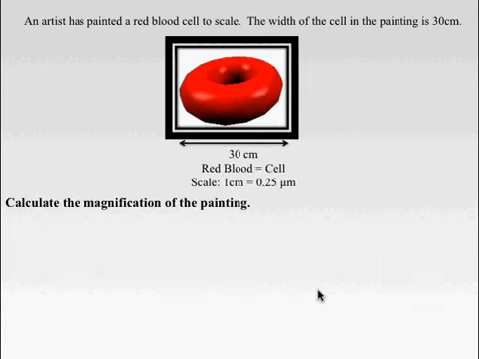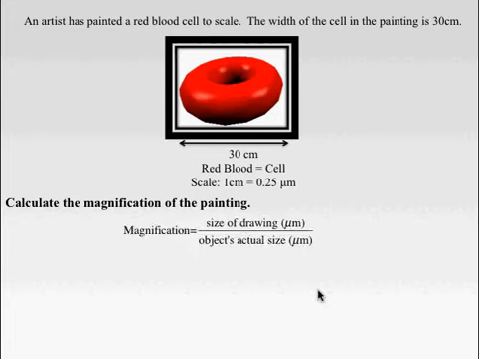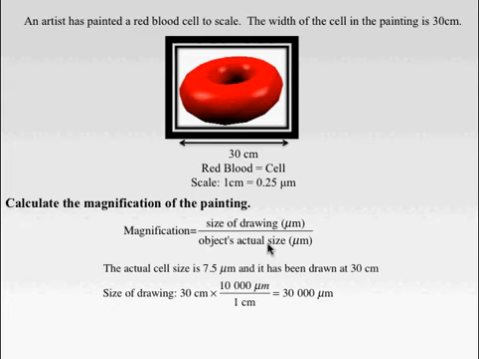Now what if we wanted to figure out what the magnification of the painting is? Well, we'd have to use our formula. We know that the magnification is equal to the size of a drawing divided by the object's actual size. The key thing to remember is that both of these values must be in micrometers, or they must be in the same units. So we have to figure out if our blood cell has been drawn or painted at 30 centimeters, how many micrometers is that? Well, we're going to have to use another conversion factor.